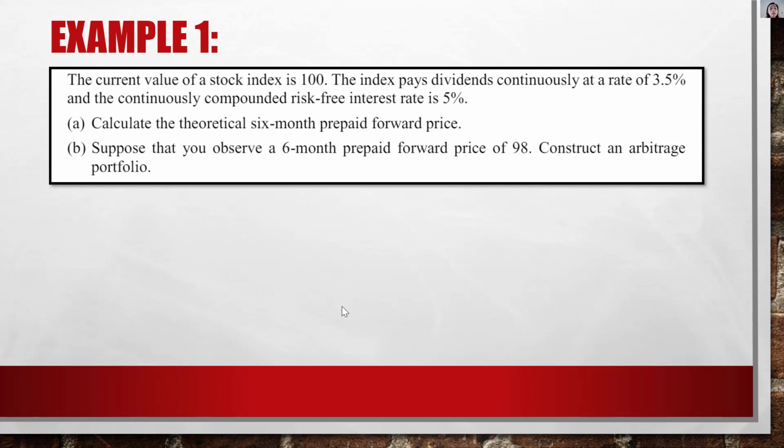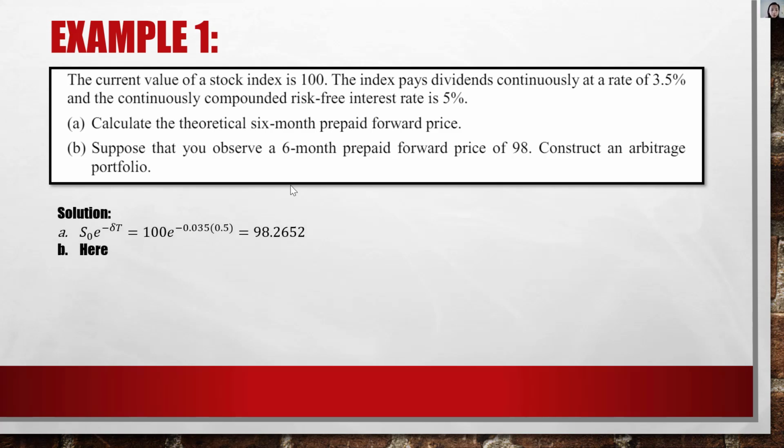Let's consider example 1. The current value of a stock index is 100. The index pays dividends continuously at the rate of 3.5%, and the continuously compounded risk-free interest rate is 5%. You see, this is dividend paid continuously, so we have to consider the second case. The keyword already tells us the second case: the index pays dividends continuously. That means the second case, where we use delta, right? The first part: calculate the theoretical 6-month prepaid forward price. The second task: suppose that you observe a 6-month prepaid forward price of $98. Construct an arbitrage portfolio.